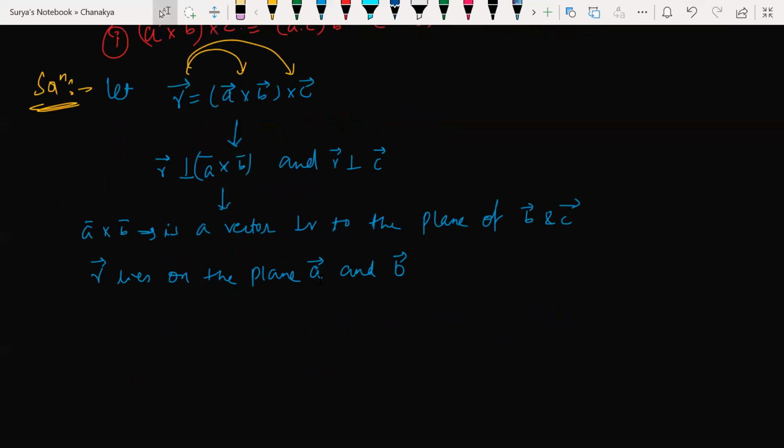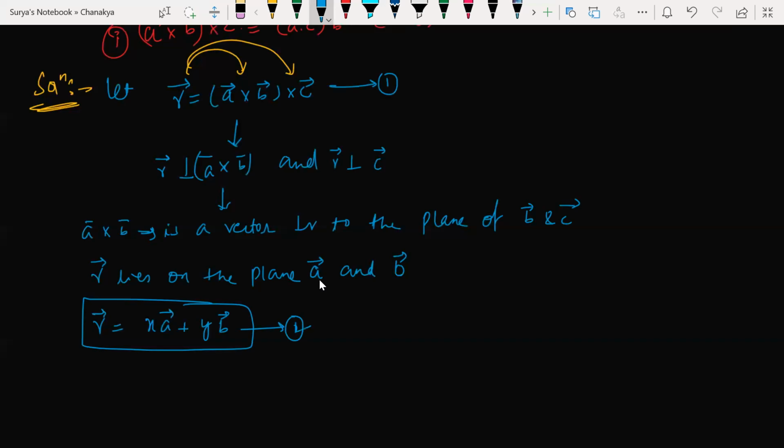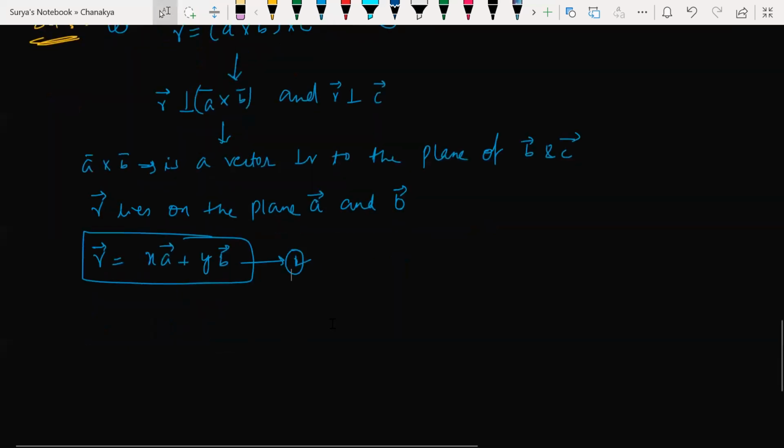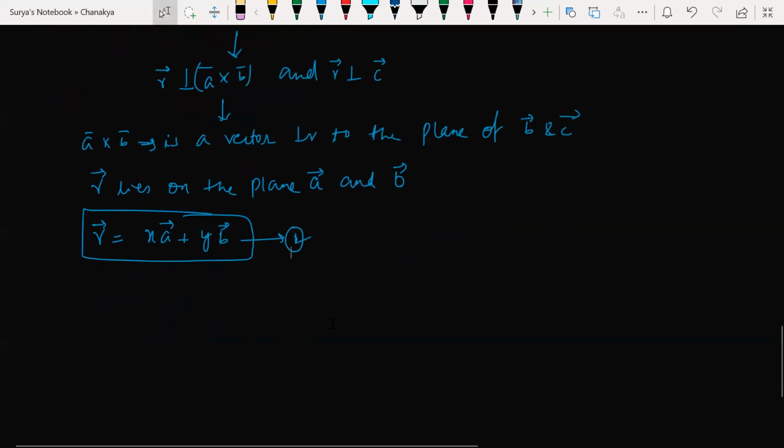Next, we will have one formula in terms of scalars. How can we write this? x A cap plus y B cap. For solving this type of question we will write this. I'll consider this as the first equation, or let us call it the second equation, no problem. Any doubts? Very simple, actually. This is a way of doing it.